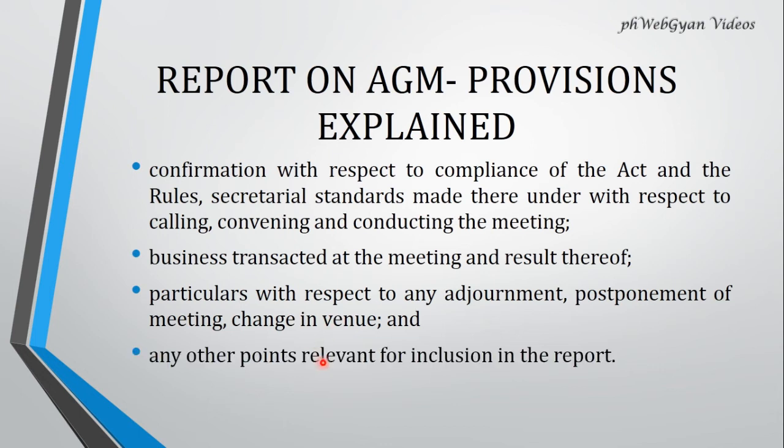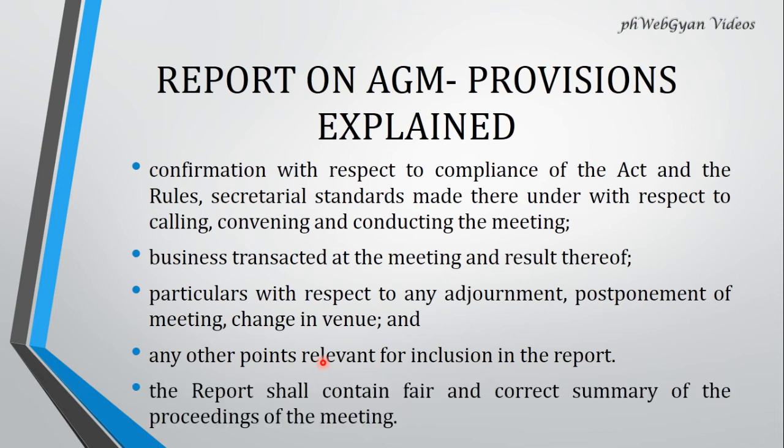Another point is any other points relevant for the inclusion in the report. So if there is any other point which needs to be disclosed in this report, then that is also to be mentioned. Now these were the points which were provided in Rule 31 Sub-Rule 1 and Clause C. Now one point is given under Clause D, which says that the report shall contain a fair and correct summary of the proceedings of the meeting.